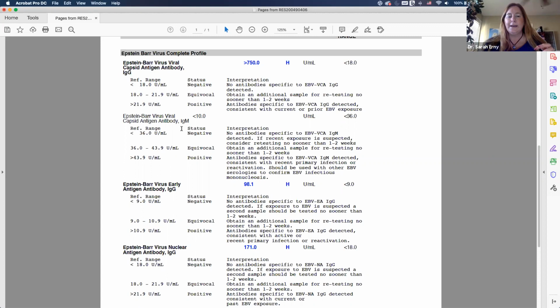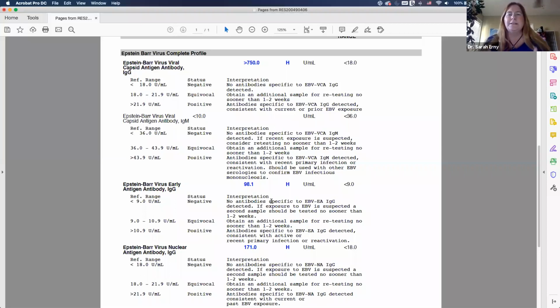Now we look at the other 2. This one, the IgM, is fine. It is not elevated. That one is usually the one I see often that's not elevated. But when we get down here to the early antigen, the early antigen basically is high in the beginning of a reactivated infection. And in this case, we want this number under 9, and this patient's at 98.